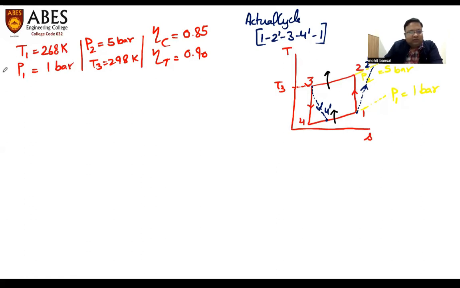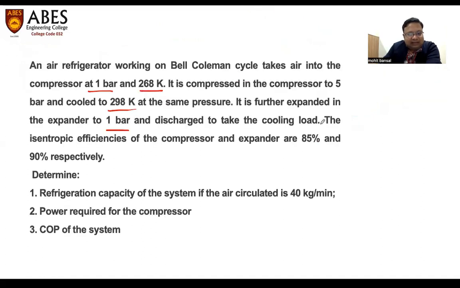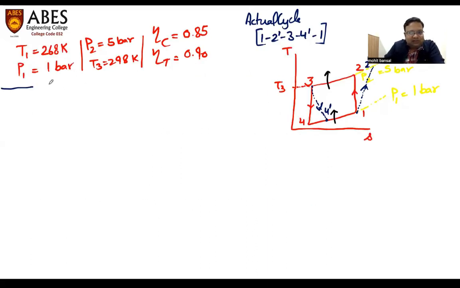So we will start our problem to find the unknown temperatures T2, T2 dash, T4, T4 dash, and then we will find what is asked of us: the refrigeration capacity of the system if the air circulated is 40 kg per minute. So I'll write down the mass of air which is given to us.